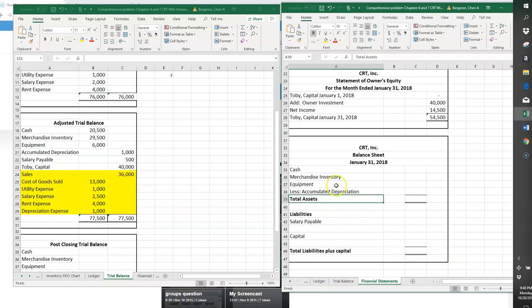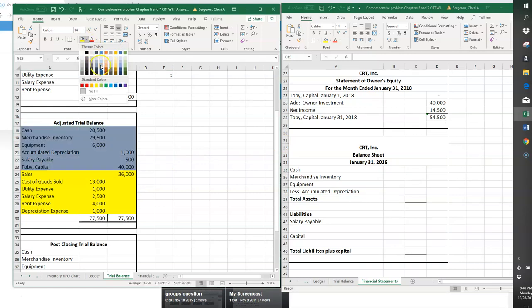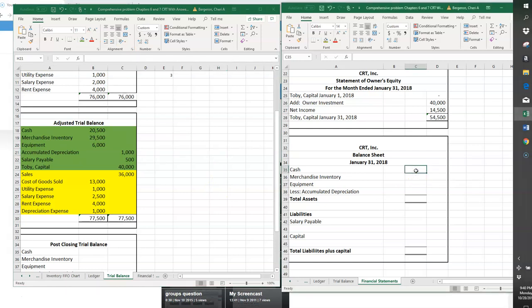All right, balance sheet is going to be cash. All right, so my balance sheet information, we'll make that green. Balance sheet is assets, liabilities, and owner's equity. All right, so we've got cash of $20,500, merchandise inventory of $29,500, equipment of $6,000. Accumulated depreciation is a negative $1,000. Remember, these are not debits and credits. Accumulated depreciation, you just subtract less accumulated depreciation. I will sum or net those, and I get $55,000.